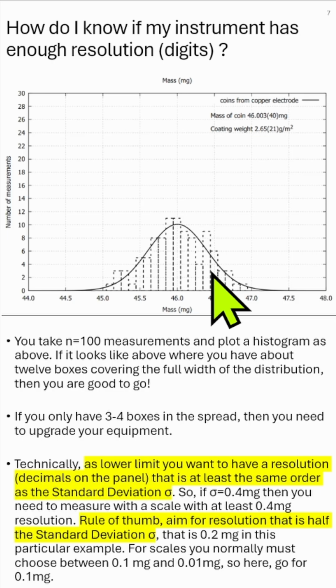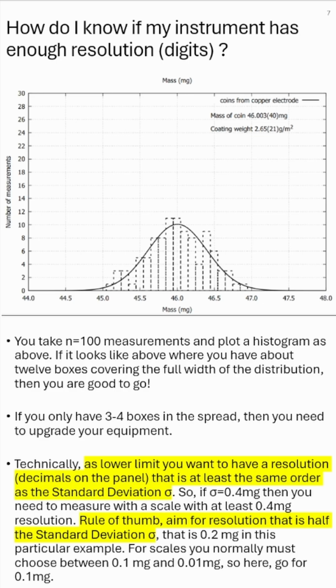On the other hand, if you only had 3-4 boxes inside there, because it's a very narrow distribution, then you probably need to upgrade your equipment. But only then. To give you some numbers on this, the lowest limit you want for resolution, I mean the decimals on the panel of the scale, must be at least the same order as the standard deviation of your sample set. In this particular measurement, the standard deviation was 0.4 milligram, so the scale shall have at least 0.4 milligram resolution.